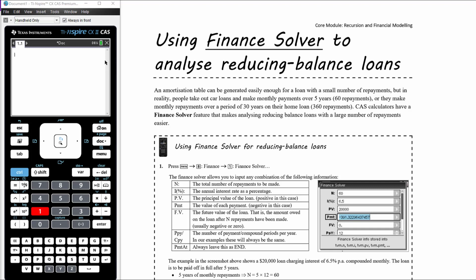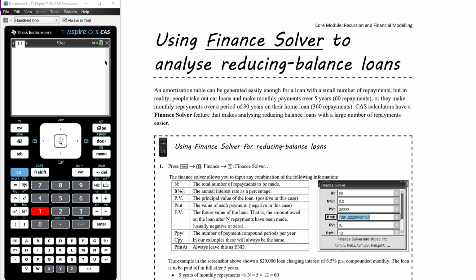Okay, so over the last two videos, we've looked at reducing balance loans in two different ways. We've looked at setting up a recurrence relation to model the reducing balance loan, but we know that's a bit limited because there's no rule to get directly to the nth term. If we want to know the value of the loan after 30 years, we would need to recur the recurrence relation to the 30-year point, and if it was monthly repayments, that would obviously be a lot of recurrence.